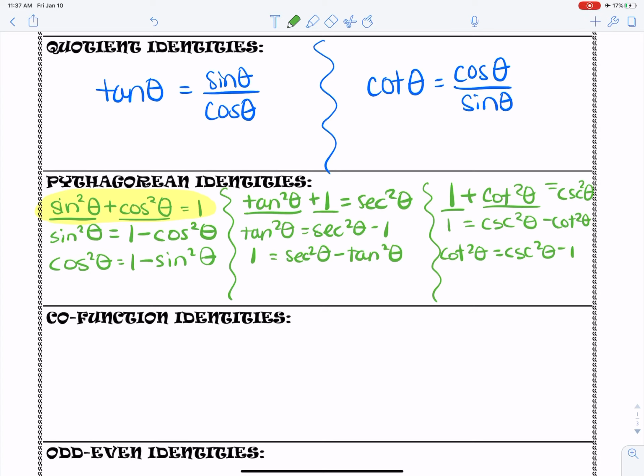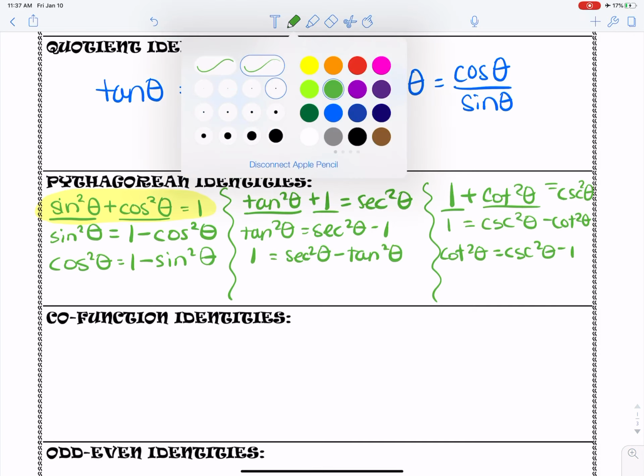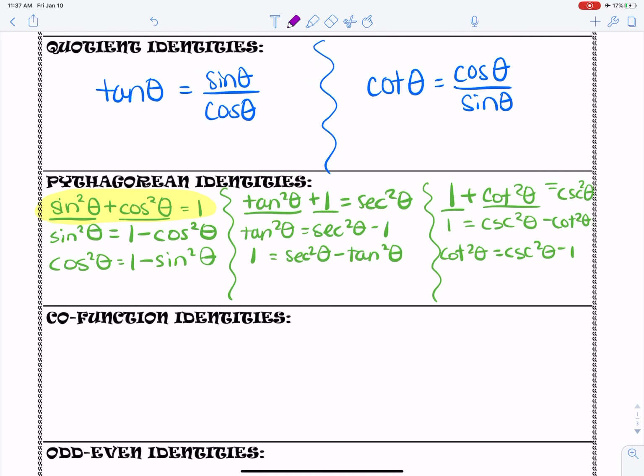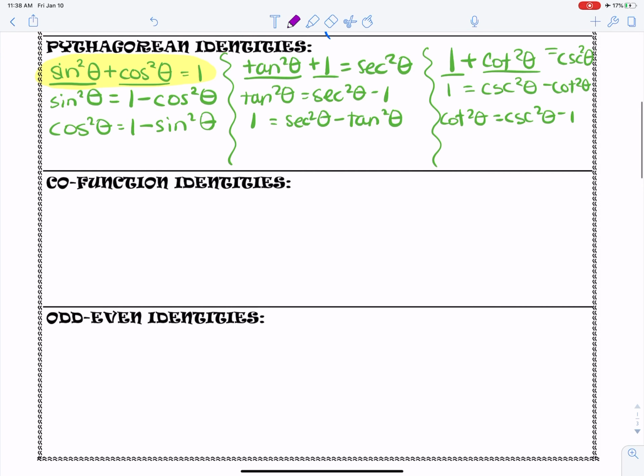And these are your Pythagorean identities that come from a squared plus b squared from your triangle on the unit circle. All right, some other identities. We have the cofunction identities. The sine of pi over 2 minus theta equals the cosine of theta. The cosine of pi over 2 minus theta equals the sine of theta.